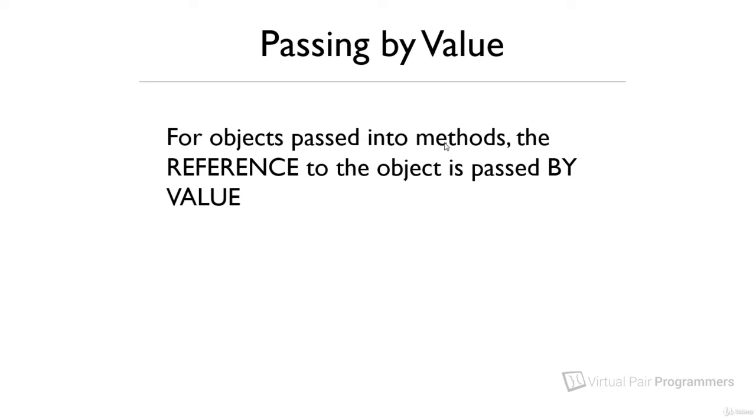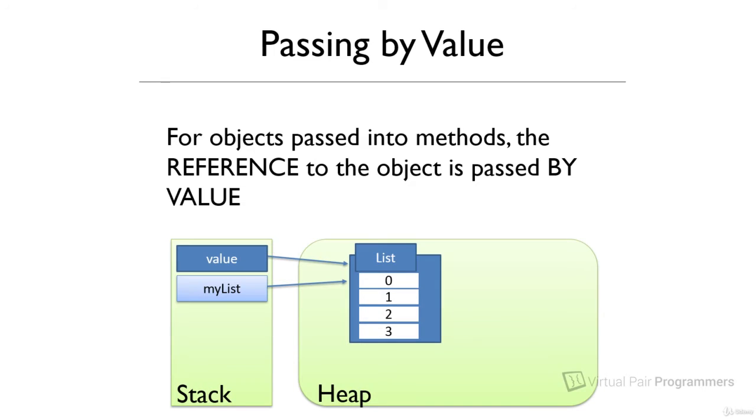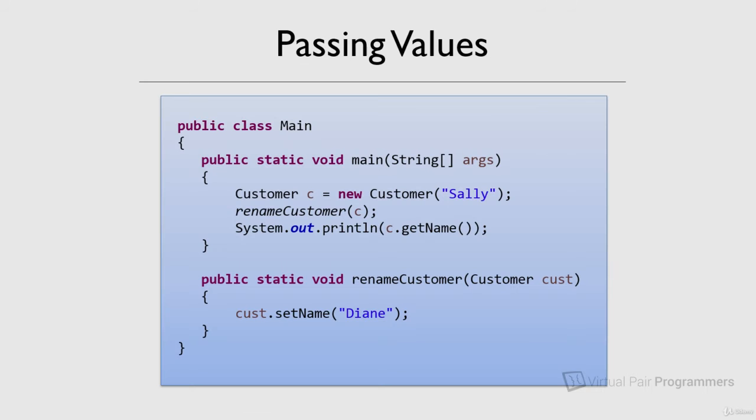For example, if we pass a copy of a list into a method, then the parameter value will be a copy of the myList variable, which is a pointer to the object on the heap. So I hope that's clear. Many programmers misinterpret this as objects are passed by reference, but they're not. It's the pointers to the objects that are passed by value. Let's look at an example of why this is significant.